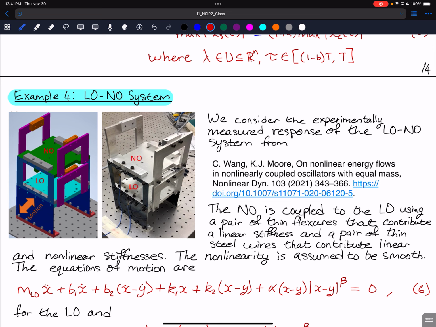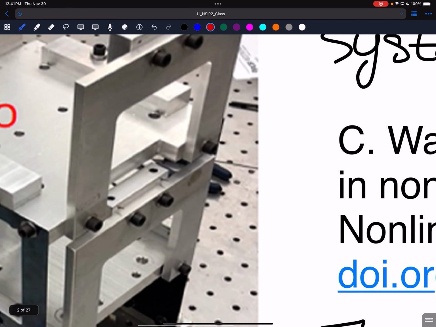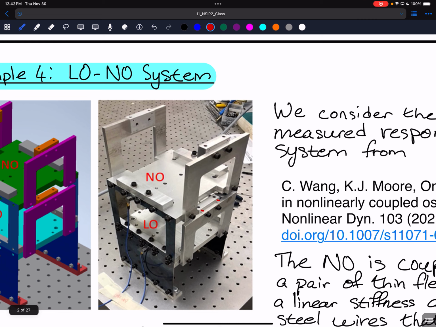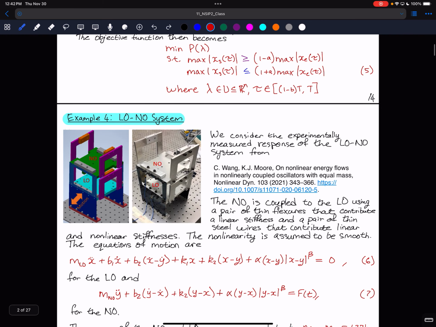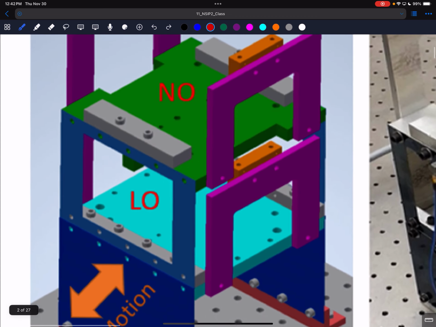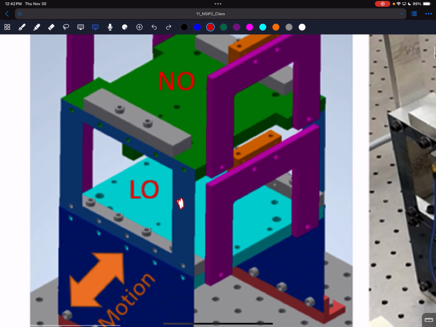I'm going to try to zoom in here and see if I can point something out. So I'm just going to draw right here and right here, which is hard to see, but if you read the paper, there's probably a better view. There's small steel wires that run underneath the NO here, and those steel wires couple the NO to the LO and introduce a strong, smooth nonlinearity. All right, and the reference is given there. We also have a pair of thin, these guys right here, thin steel flexures that add a linear stiffness to this model.